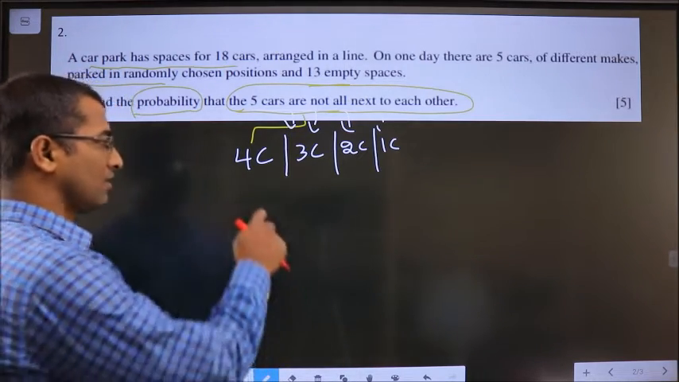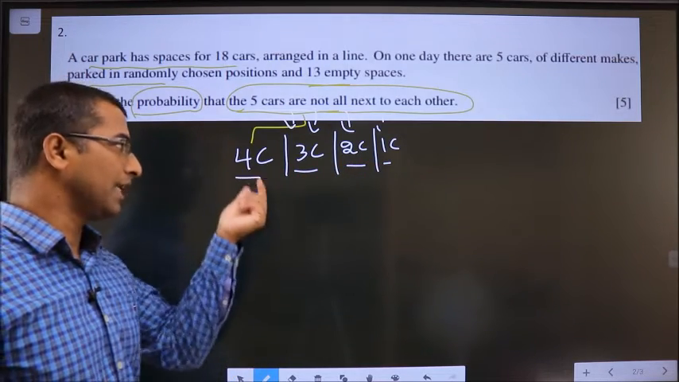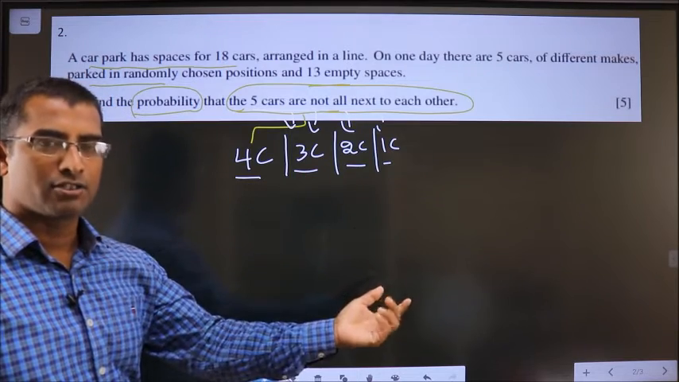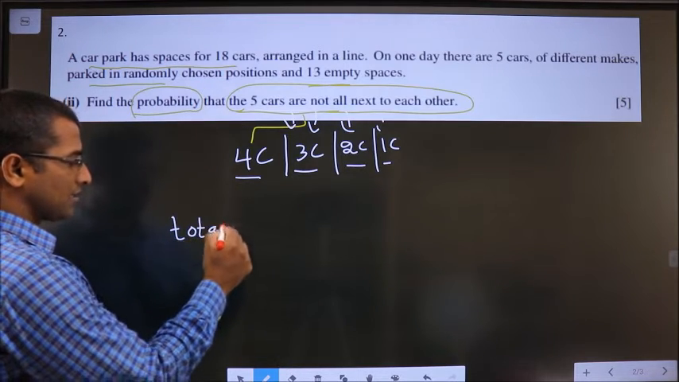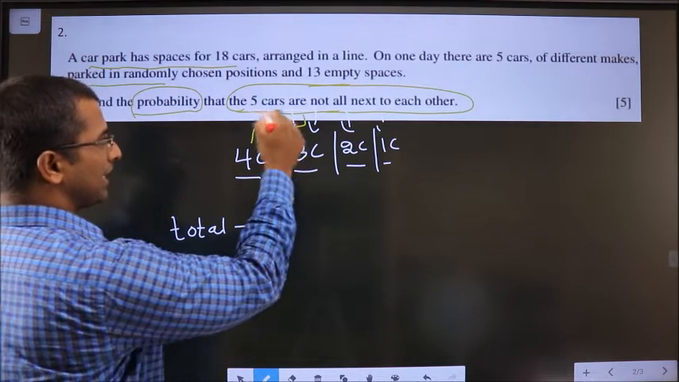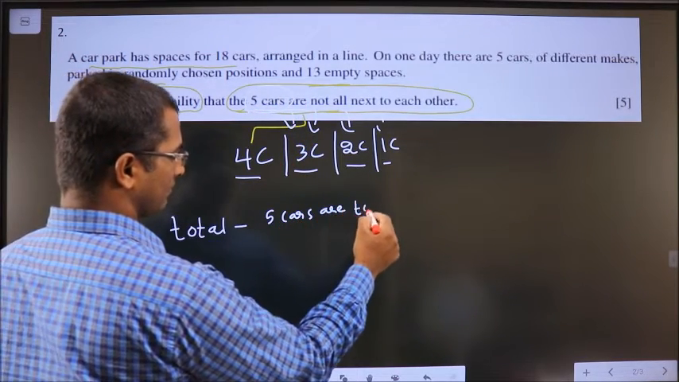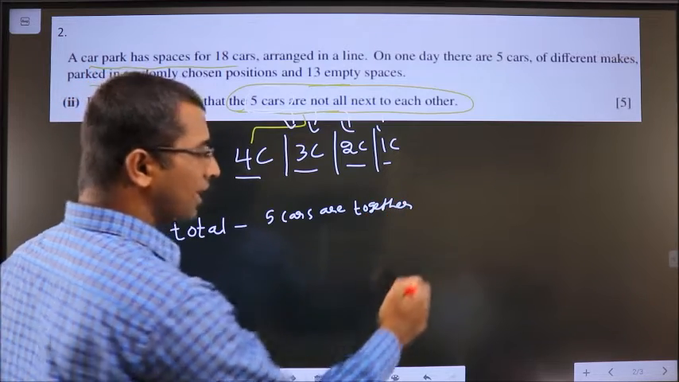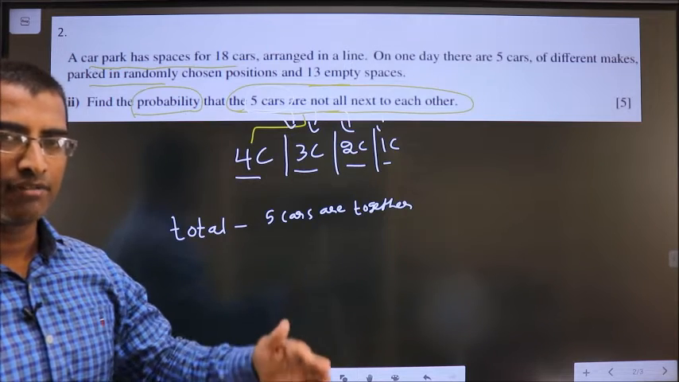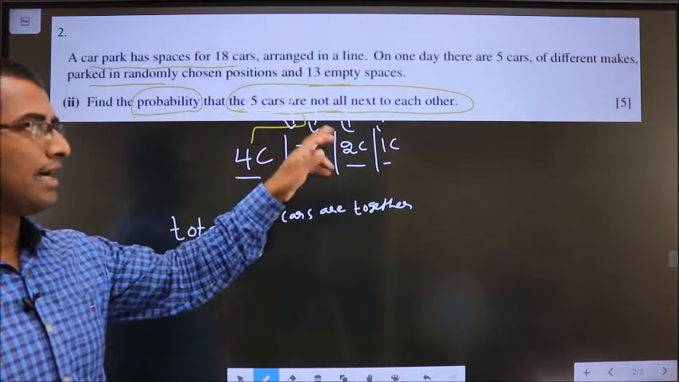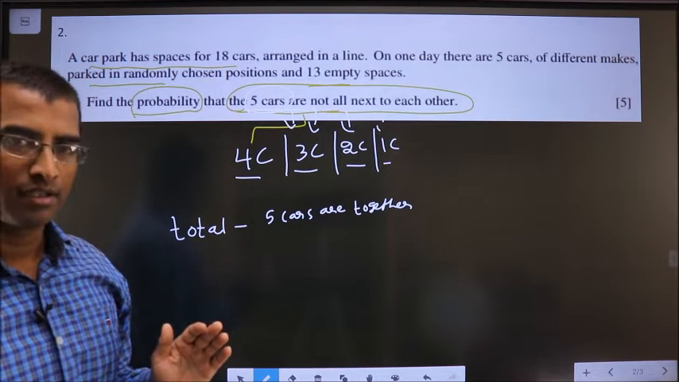Clear? So whenever I get many options, it's difficult for us to find for each and add. So instead what we do is, from the total arrangements, if I remove when the 5 cars are together, I directly get the answer. That will give me the answer when 5 cars are not all next to each other. Hope clear? Let's continue.